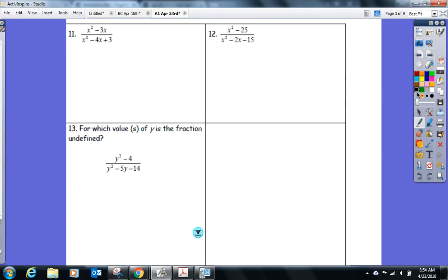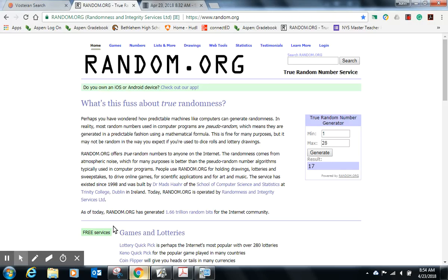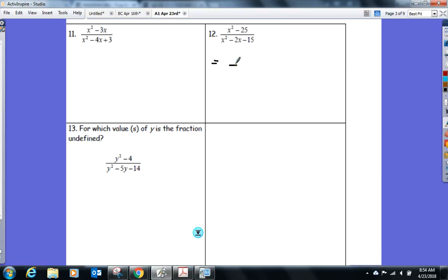Okay, 12. Anybody want to cross off the x squareds? Yeah, good idea. Okay, you can't. We're done with that. There's subtraction in there, so try to factor. Somebody factor the top for me. Help me factor the top: x squared minus 25.